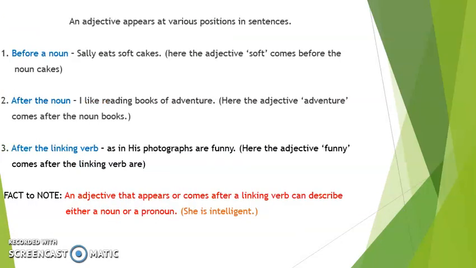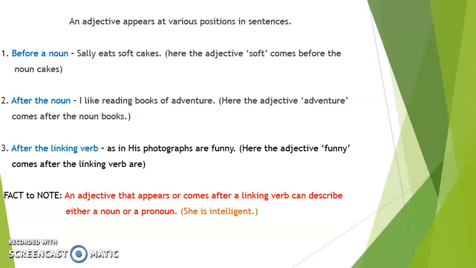Then, an adjective appears at various positions in sentences. It can appear at various places. Now, which are the places where an adjective can be placed? First one, you can place an adjective before a noun. It can be placed before a noun.